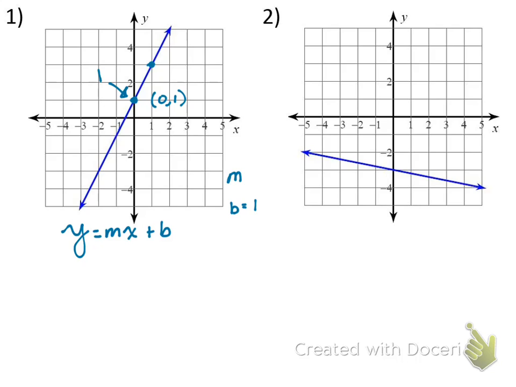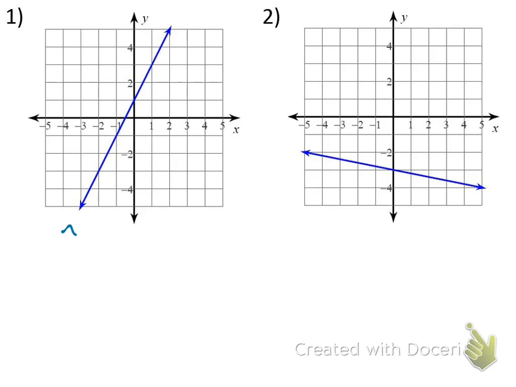So if this point's crossing perfectly, then we're going to figure out the rise over run. From this point to this point, it's going to rise 2. And it runs 1, okay? So our slope is going to be equal to 2 over 1, okay? Then we're just going to plug this into our equation. So y is equal to 2 over 1 x plus 1. And that's it, okay?